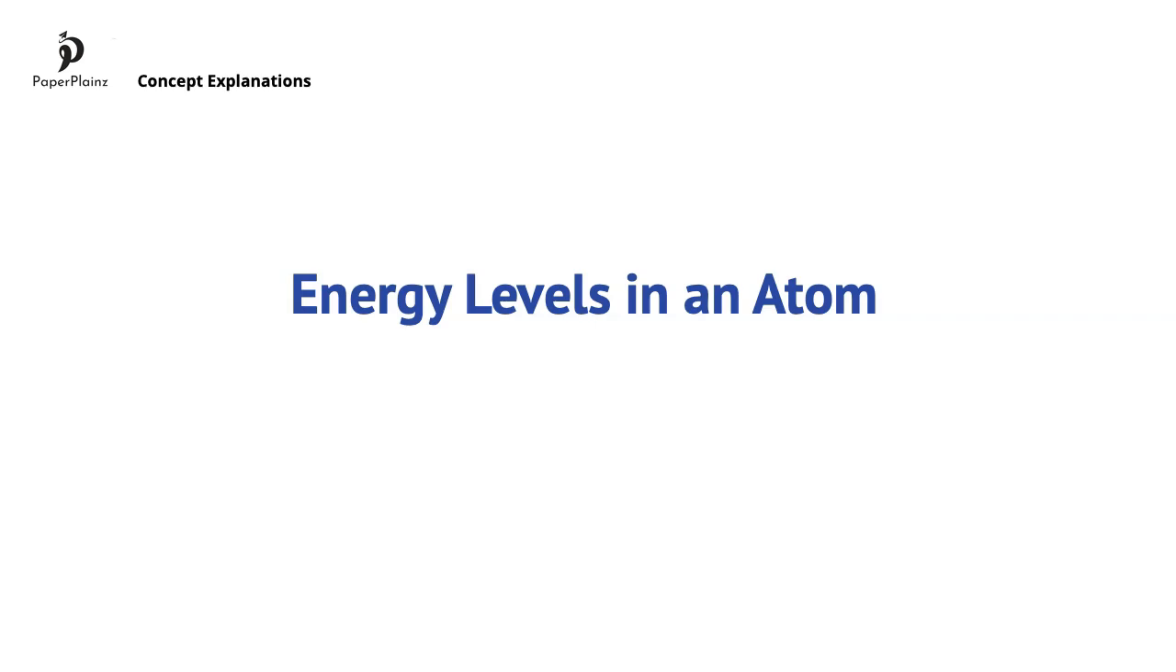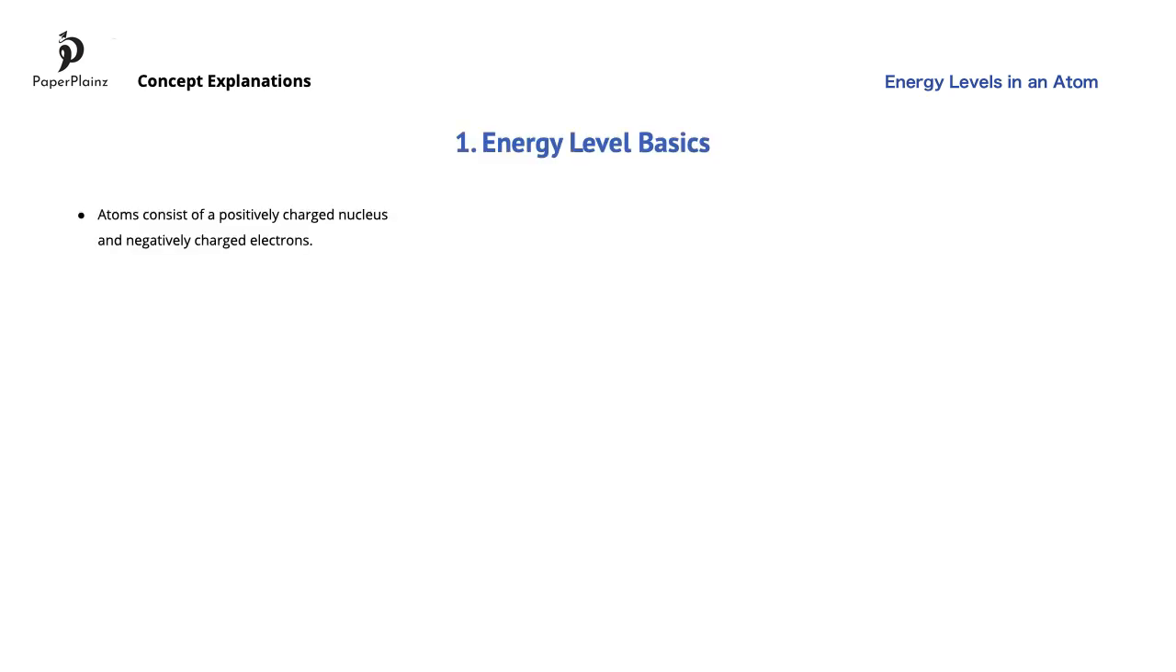This video is about energy levels in an atom. We'll start by learning about energy level basics, and then we'll discuss transitions between energy levels. Let's see the basics. We learned earlier that atoms consist of a positively charged nucleus and negatively charged electrons.